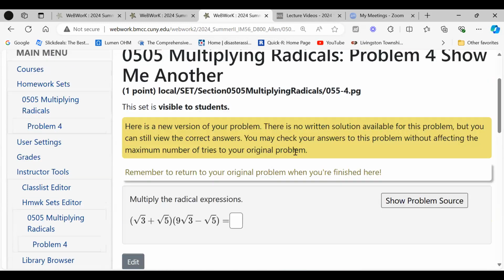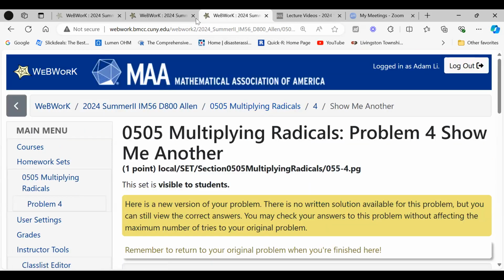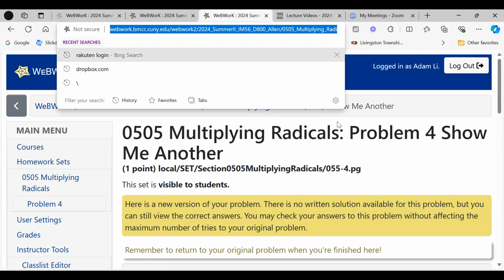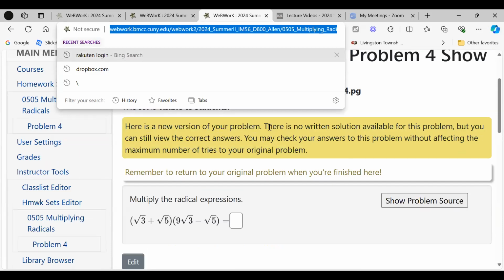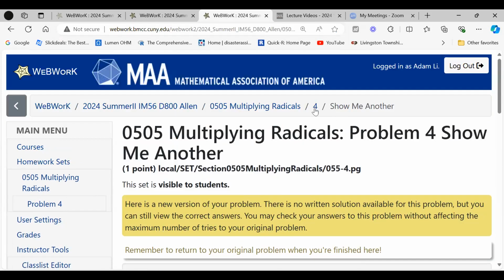So it changed. So the new version of the problems. Sometimes the system could not keep up, so they create a new version of the question. So when we submit the answer, it doesn't check the answer for the correct problem.